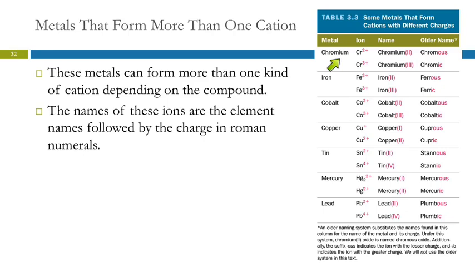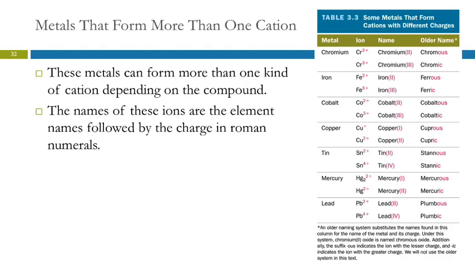So chromium, sometimes it's +2, sometimes it's +3. So when it has a +2 charge, we call it chromium 2. When it has a +3 charge, we call it chromium 3. That's pretty straightforward. Let's look at lead. Lead's down here. We've got Pb2+ and Pb4+. So that's lead 2. This is lead 4.